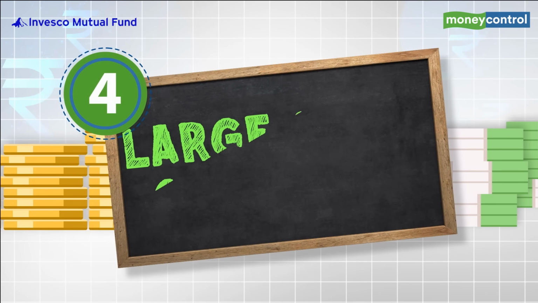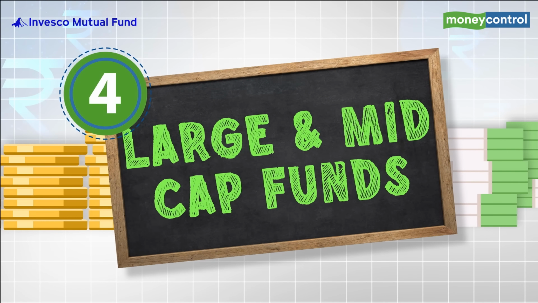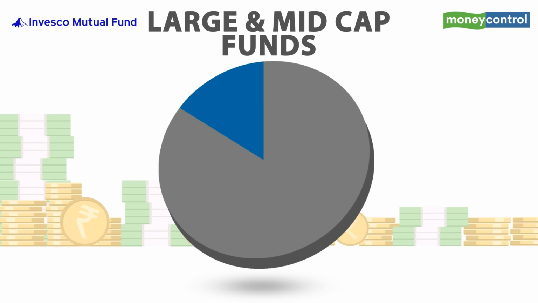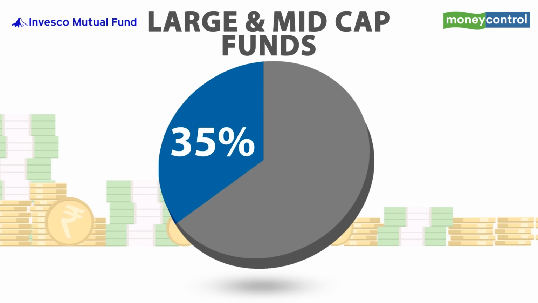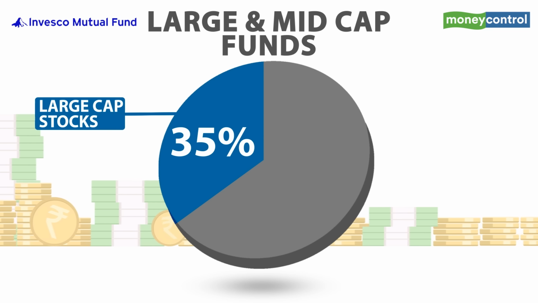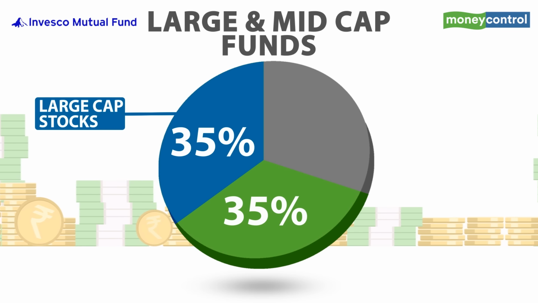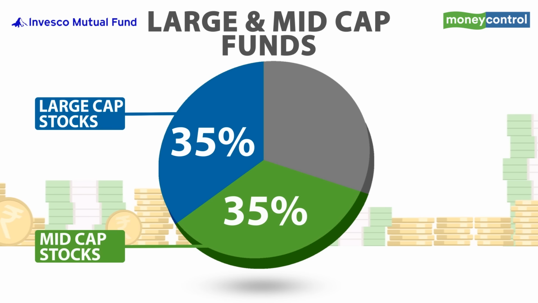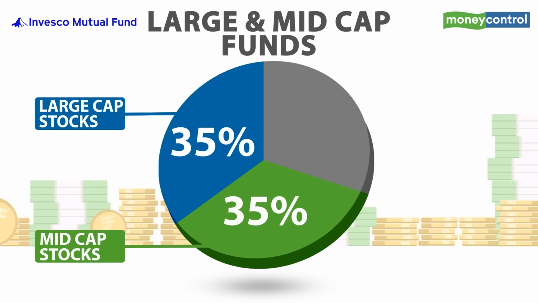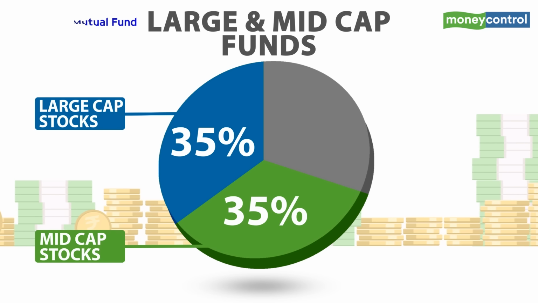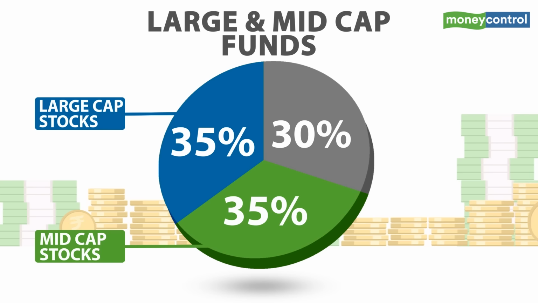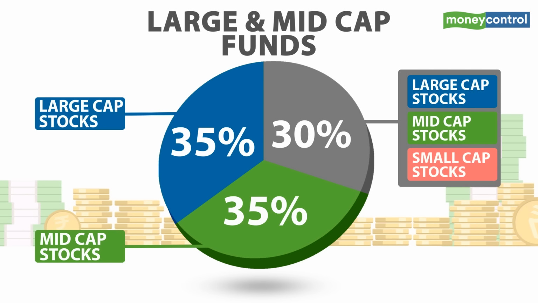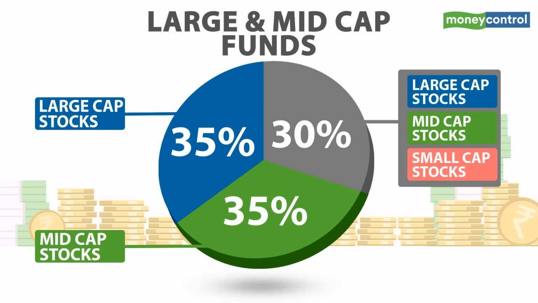The fourth type is what we call the large and mid-cap fund. Now here SEBI says that minimum 35% of assets must be invested in large-cap stocks, and another minimum 35% must be invested in mid-cap stocks to ensure that the flavor of the fund is there. As with the other three types which we previously discussed, the fund manager is free to invest the remaining 30% in any sort of market cap stock according to their investment thesis or requirement.